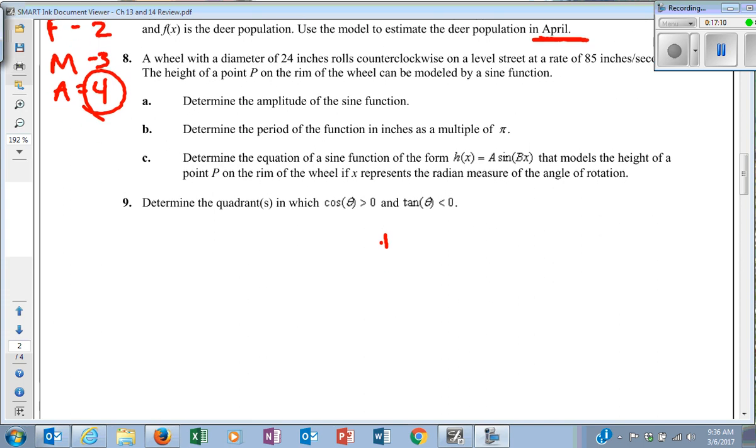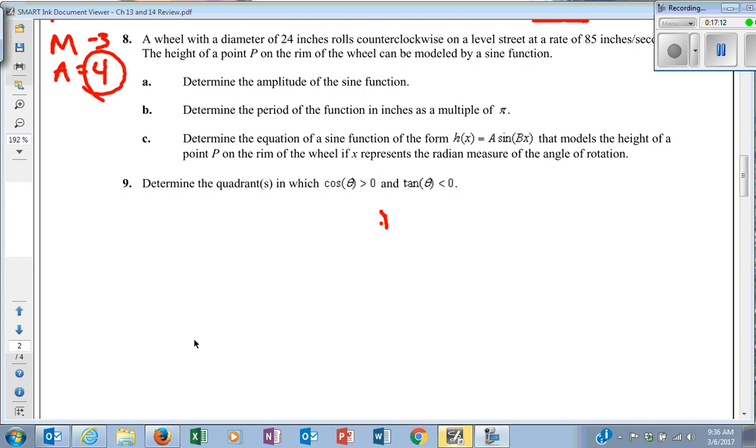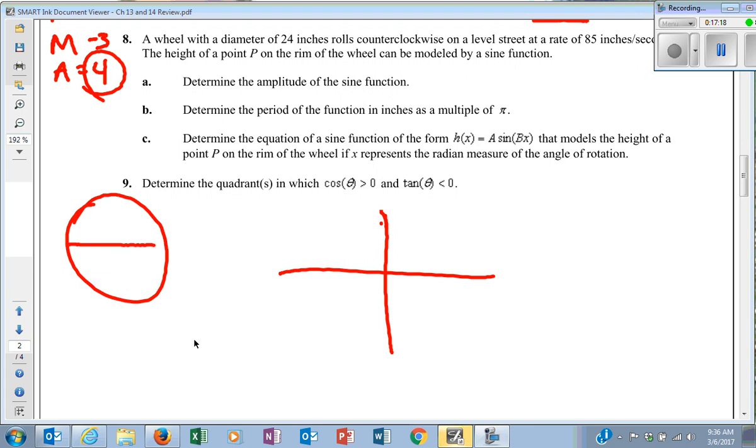So we've got a wheel with a diameter of 24 inches, which means the wheel is here, all the way across is 24 inches. And it says it rotates counterclockwise on a level street at a rate of 85 inches per second. The height of P on the rim can be modeled by the sine function.